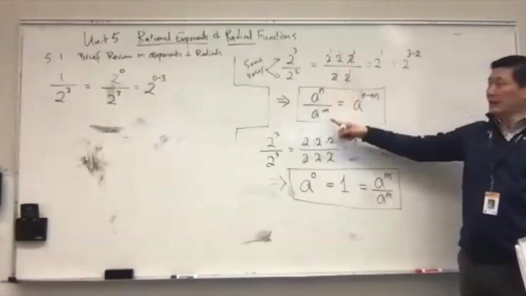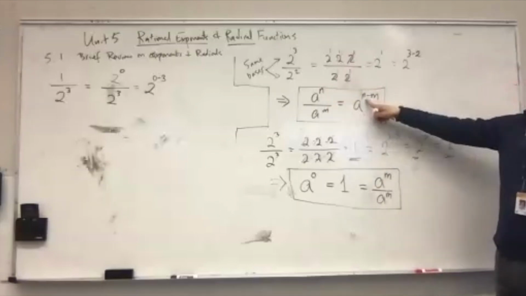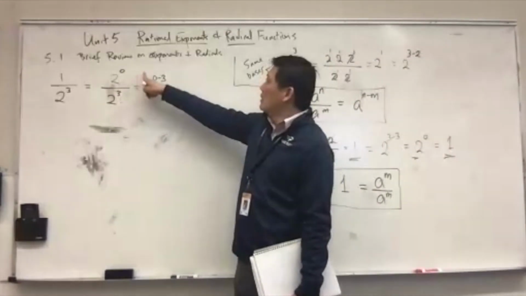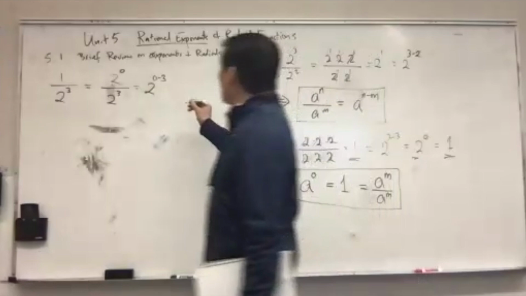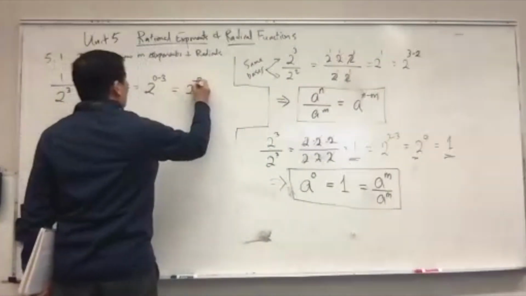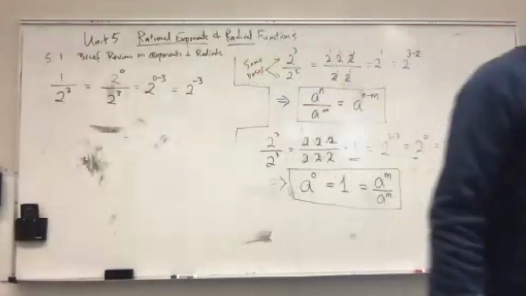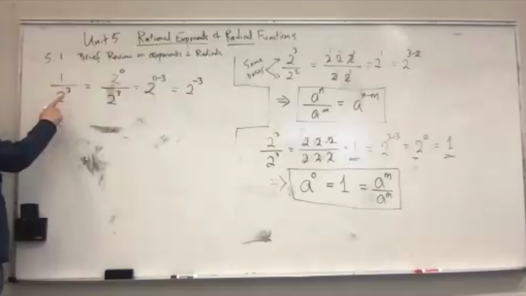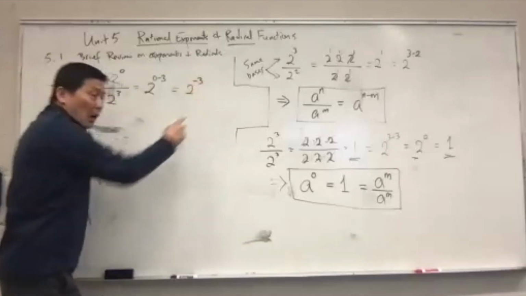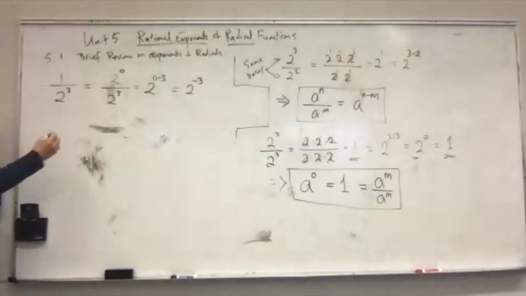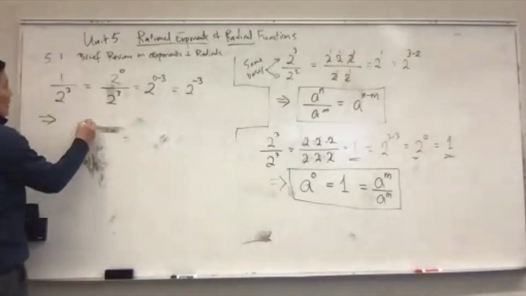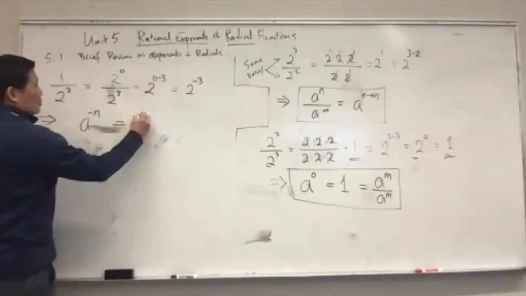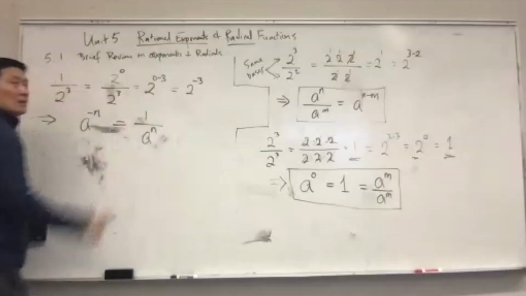A to the n power over a to the m power is equal to a to the n minus m. If the n power is 0, m is 3, then I can write 0 minus 3. So can I write it as 2 to the negative 3 power? Okay, so if you have 1 over 2 to the third power, it's equivalent to 2 to the negative 3 power. So what does this mean? That means when you have a to the negative n, it's just equal to 1 over a to the positive n.